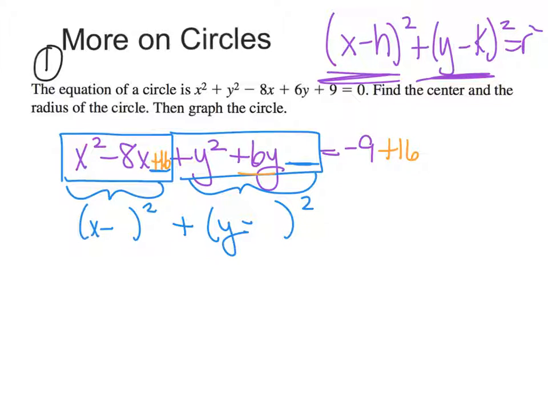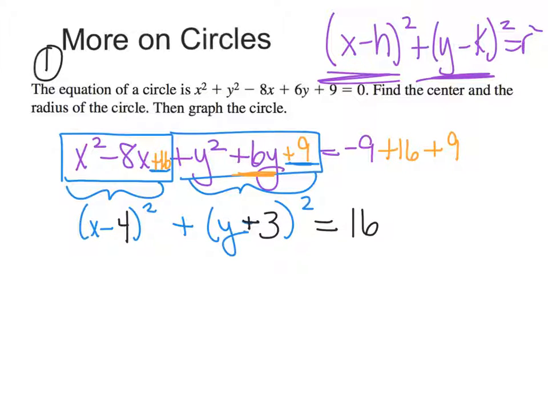Now, complete the square here. Half of 6 squared gives you plus 9. So I then have to add 9 to the right as well. Now I can just factor into binomials. My perfect square trinomial factors into binomials, which would be x minus 4 squared plus y plus 3 squared equals, well, 16 and negative 9 plus 9 is 0, so it's just going to be 16. And now it's in the form we want.